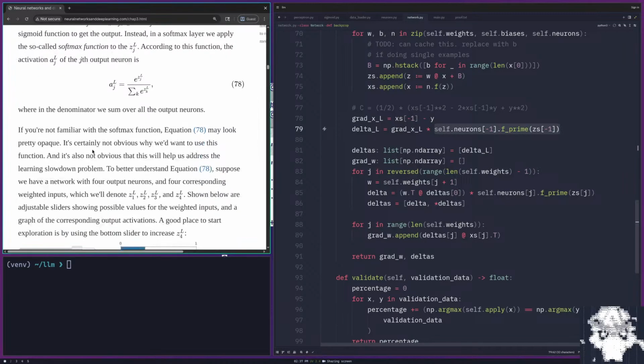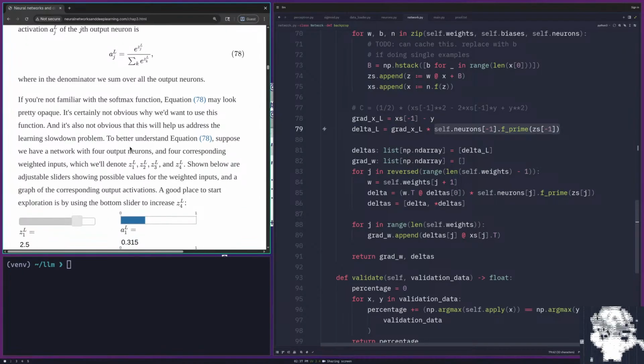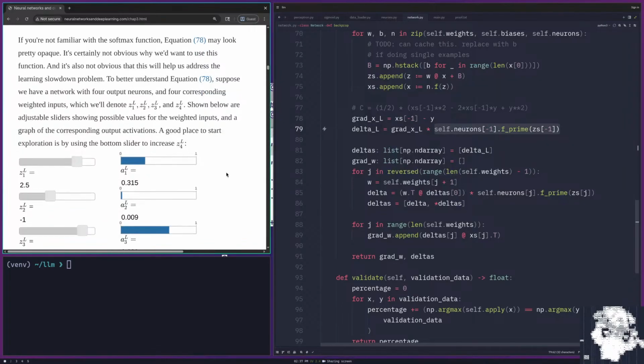If you're not familiar with the Softmax function, equation 78 may look pretty opaque. It's certainly not obvious why we'd want to use this function, and it's also not obvious that this will help us address the learning slowdown problem. To better understand equation 78, suppose we have a network with 4 output neurons and 4 corresponding weighted inputs, which we'll denote Z1, Z2, Z3, and Z4.